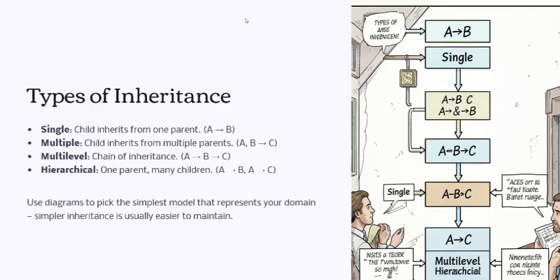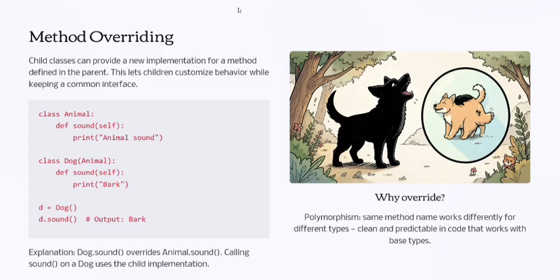Okay, method overriding. The first concept is method overriding. Method overriding happens when a child class provides its own implementation of a method that already exists in the parent class. In simple words, the child class changes the behavior of the inherited method.